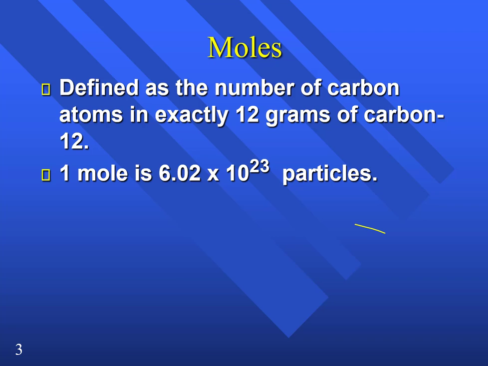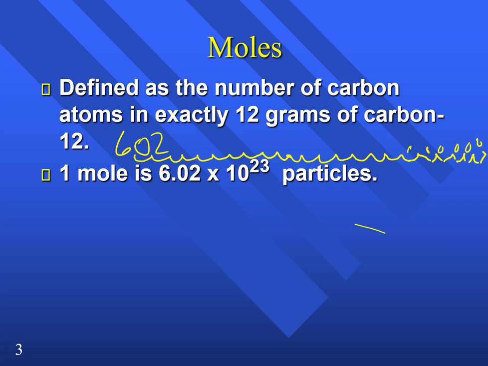Okay? A mole is a bigger number than 12. A mole is 6.022 times 10 to the 23rd. So that's 6.02, and I'm going to move that decimal 23 times. So that's 1, 2, 3, 4, 5, 6, 7, 8, 9, 10, 11, 12, 13, 14, 15, 16, 17, 18, 19, 20, 21, 22, 23, followed by a long string of zeros.